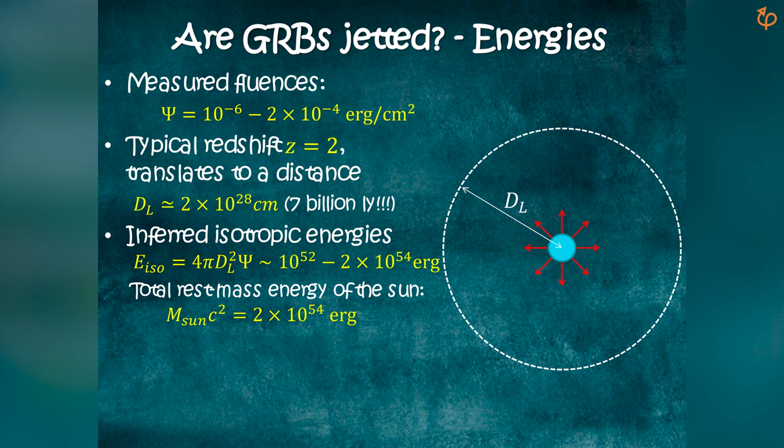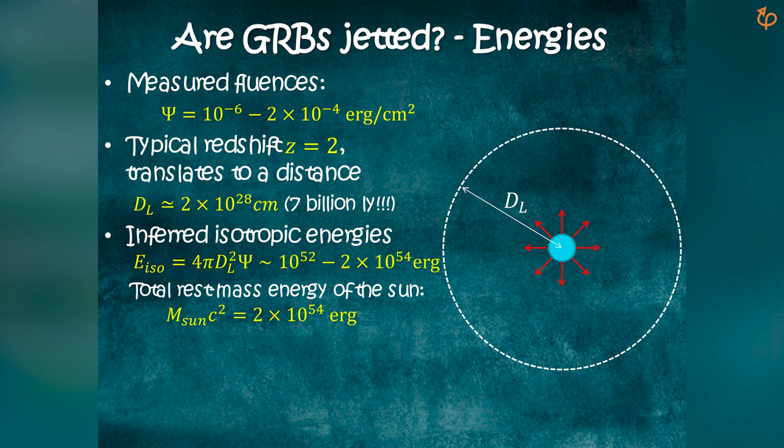I can do the exercise that I showed you before. I can take the fluence, multiply it by 4 times the radius squared, and I get a number. This number represents the energy of the burst if everything was emitted spherically in all 4 pi directions. The energies that I'm getting are between 10 to the 52 and several times 10 to the 54 ergs. Just to give you a comparison of what this energy means, if I take the entire mass of the sun and convert that into energy, I get 2 times 10 to the 54 ergs.